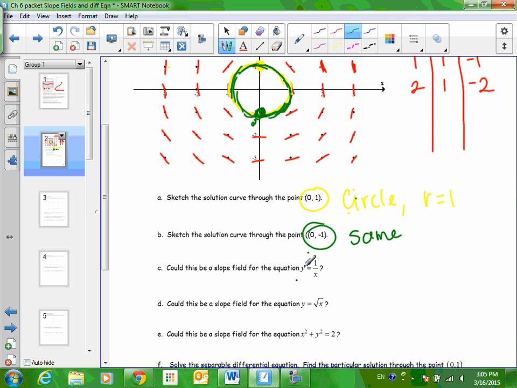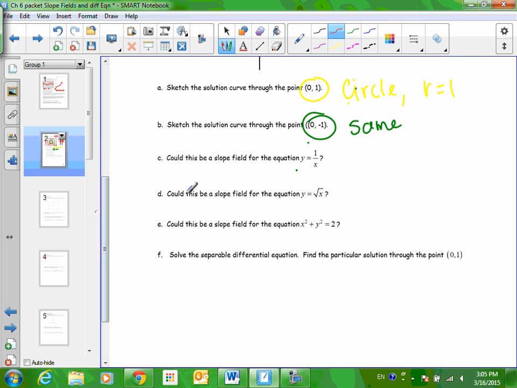All right, to do the next piece, you need to know your parent functions. That's all there is to it. We already know the solution curve is a circle. So when I say, could this be a slope field for this equation, what I'm really asking you is, does this thing make a circle? No, it doesn't make a circle. All right, what about square root of x? Does that make a circle? No. What about x squared plus y squared equals 2? Yes, that makes a circle. Okay, so it could be a solution curve. This would have a different initial condition.